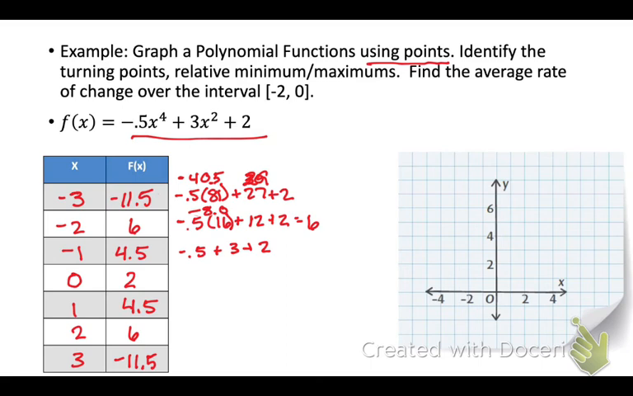You did them. Okay, so what you're doing, like right here, I have -0.5 times 3 to the 4th. 3 times 3 is 9. 9 times 9 is 81. Yes? And then 3 squared is 9 times 3 is 27, plus 2. So that gives me -40.5, and then this is 29. And so that combines together to be -11.5.